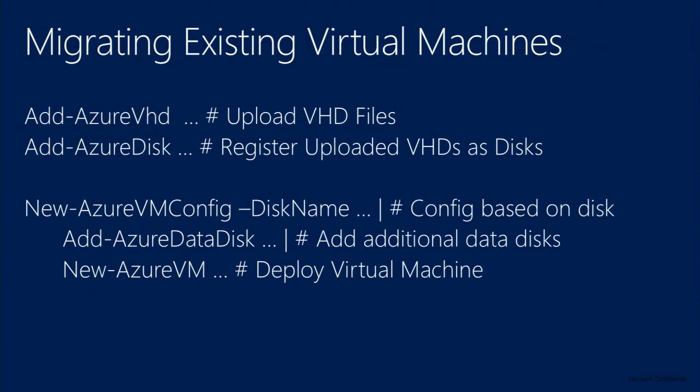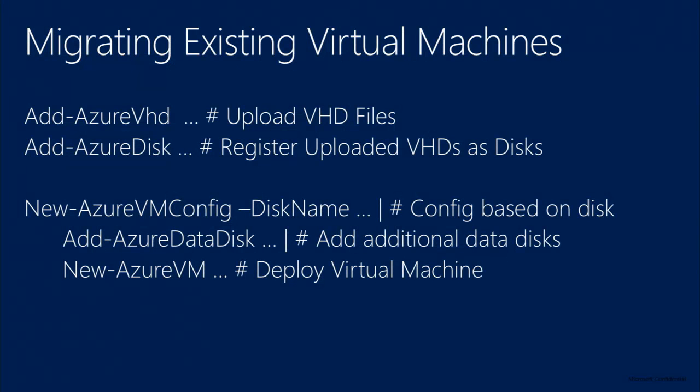So Add-AzureVHD does the upload, and then Add-AzureDisk is different. It doesn't do an upload. What it does is it takes the VHD file you uploaded and registers it so Windows Azure knows it's a disk. Because whenever you upload a VHD to storage, it doesn't know VHD from an image at that point. You have to tell it by registering some metadata around it, and that's what Add-AzureDisk does.